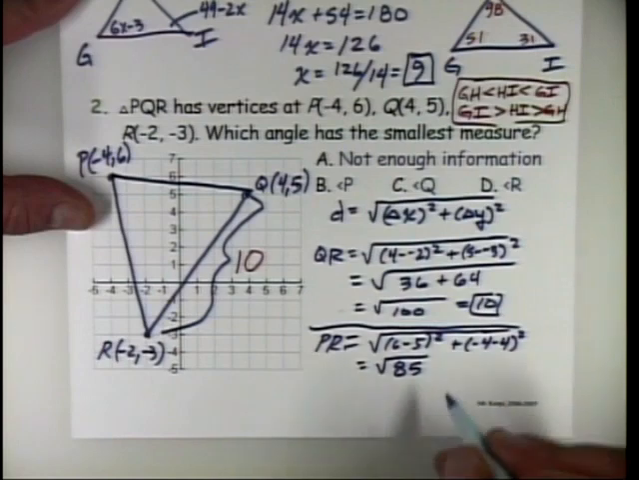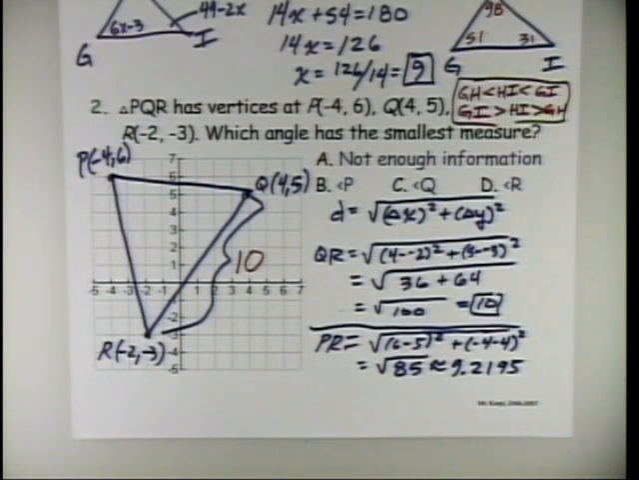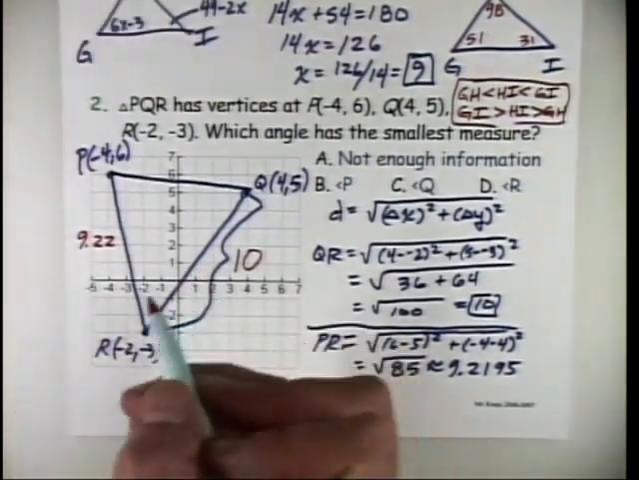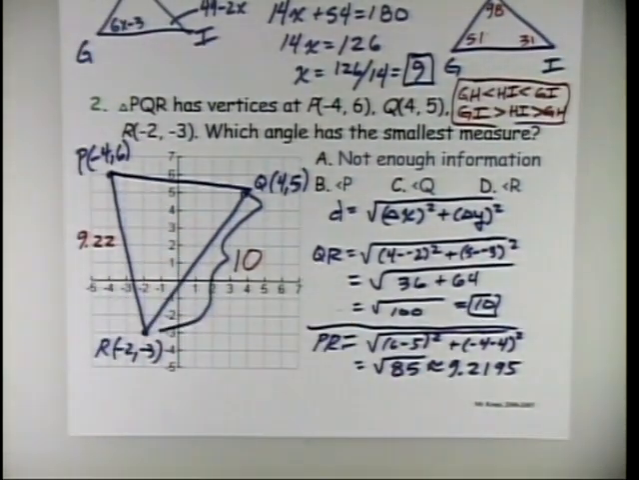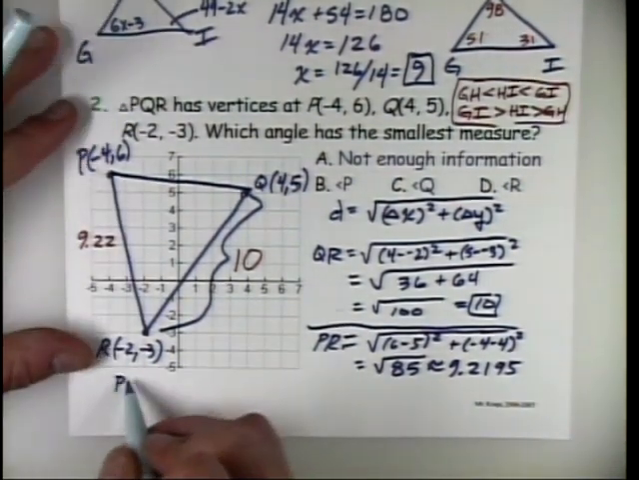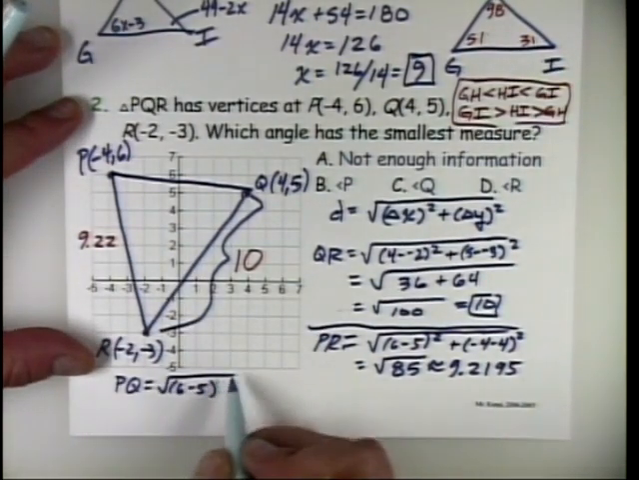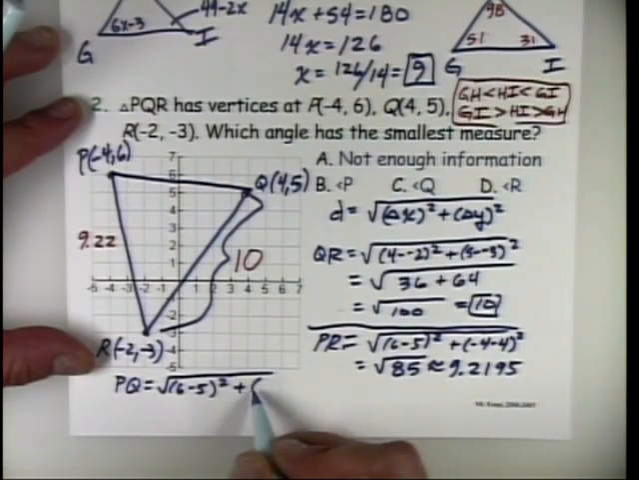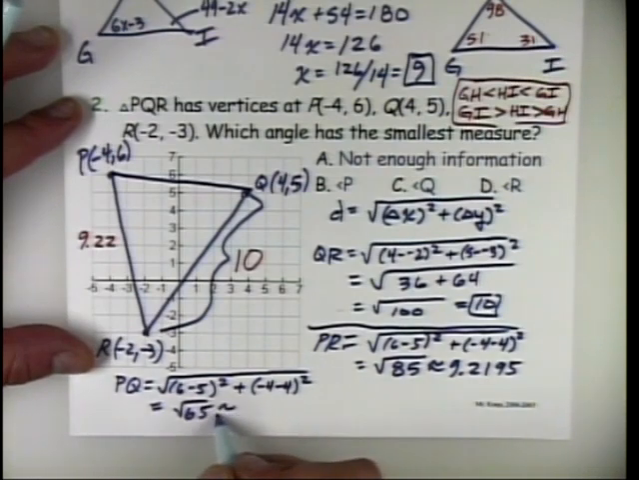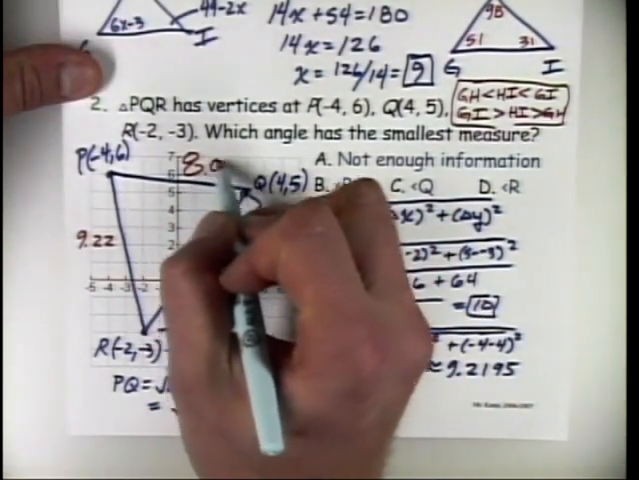It's the square root of 85, which is approximately 9.2195. So it's a little bit smaller. It's about 9.22. We can round to 2 decimals in this case. So now the question is PQ a contender? Let's find the measure of PQ. PQ is going to be the square root of 6 minus 5 squared plus -4 minus 4 squared, which is going to come out to be the square root of 65, which is approximately 8.062. So again, just labeling this side here as 8.062.